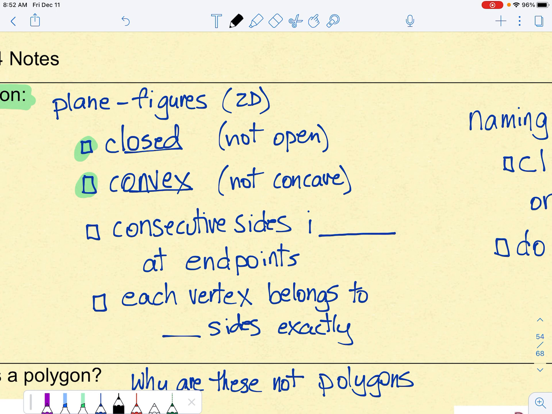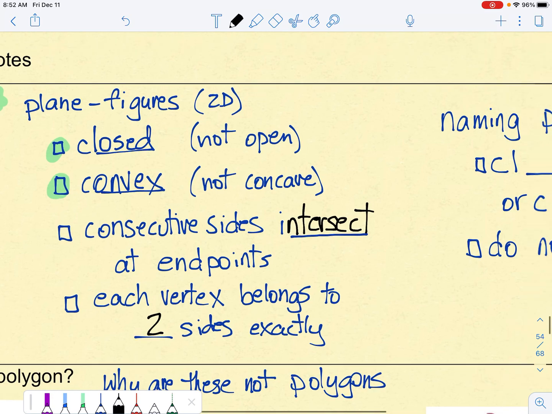Consecutive sides intersect at endpoints. Okay? Each vertex belongs to exactly two sides. And I'll show you examples of what each of those descriptions means.